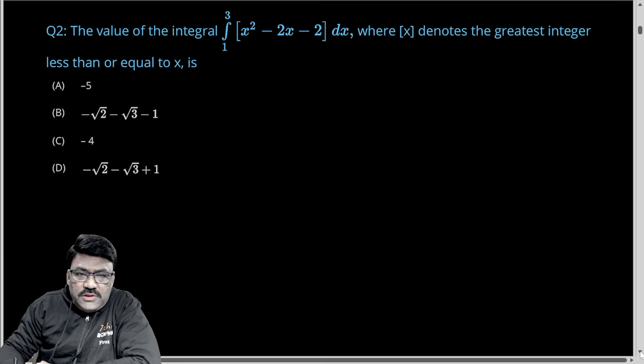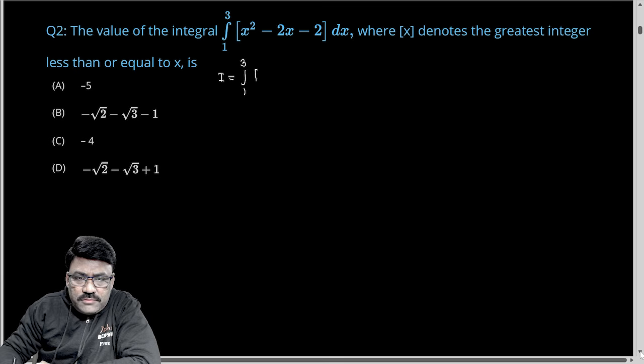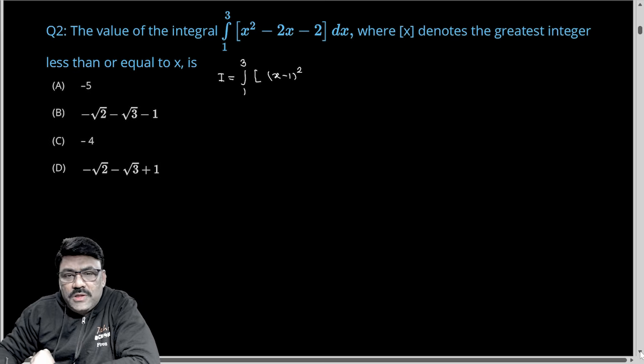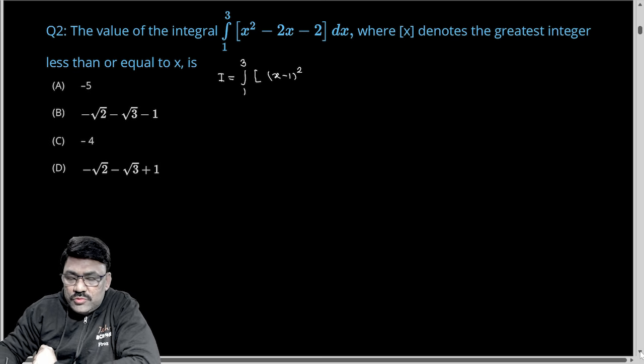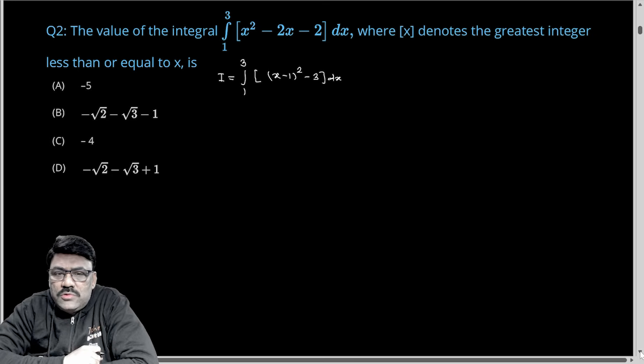So let me call this integral as I. And I can write it as integral from 1 to 3, and let's make it a perfect square. So x square minus 2x minus 2, I can write it as x minus 1 whole square. And x minus 1 whole square will be x square minus 2x plus 1. But I have minus 2, so I will write minus 3 here. So this is integral from 1 to 3 of the integral part of x minus 1 whole square minus 3 dx.